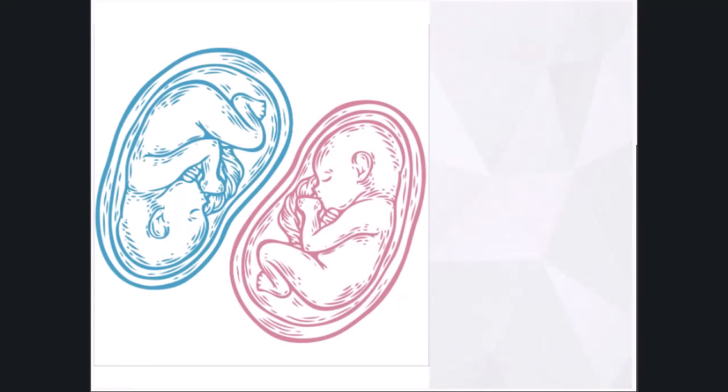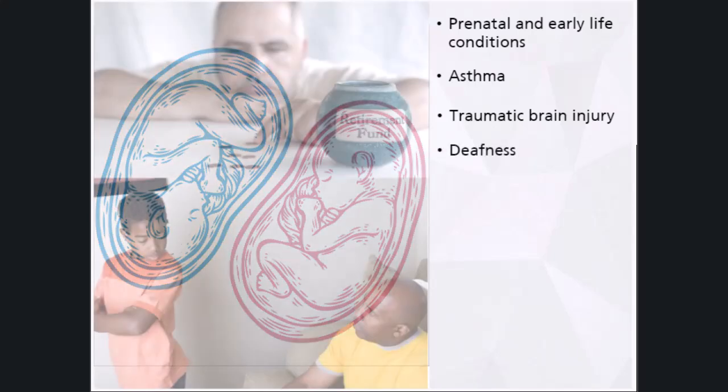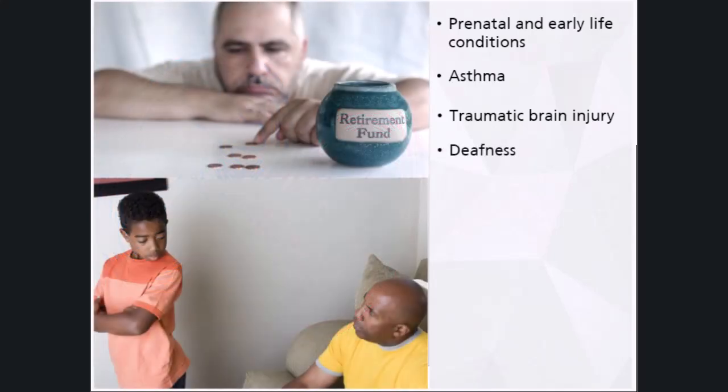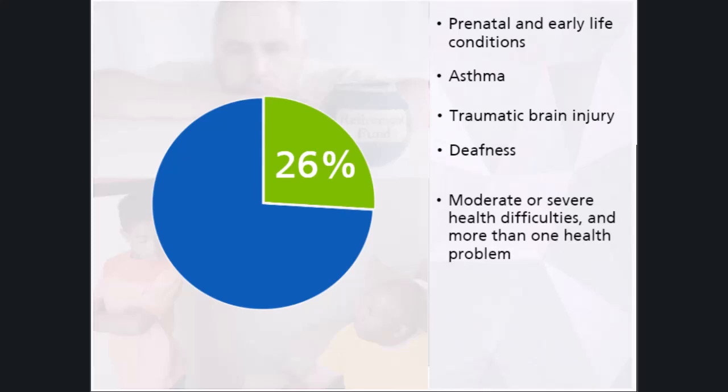Many adoptees and children in guardianship experience prenatal and early life conditions that predispose them to chronic health problems, such as asthma, or a special need, such as traumatic brain injury or deafness. These challenges frequently increase economic, parenting, and social-emotional stresses for them and their families. The National Survey of Adoptive Parents reports that 26% of adopted children have moderate or severe health difficulties, and many have more than one health problem.